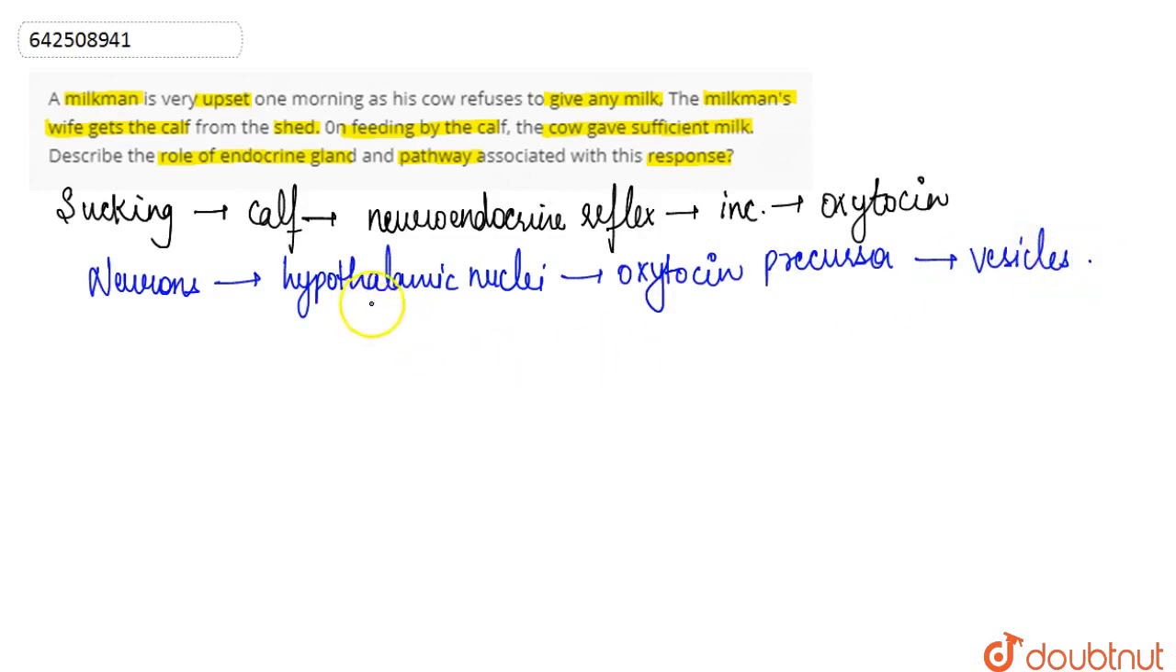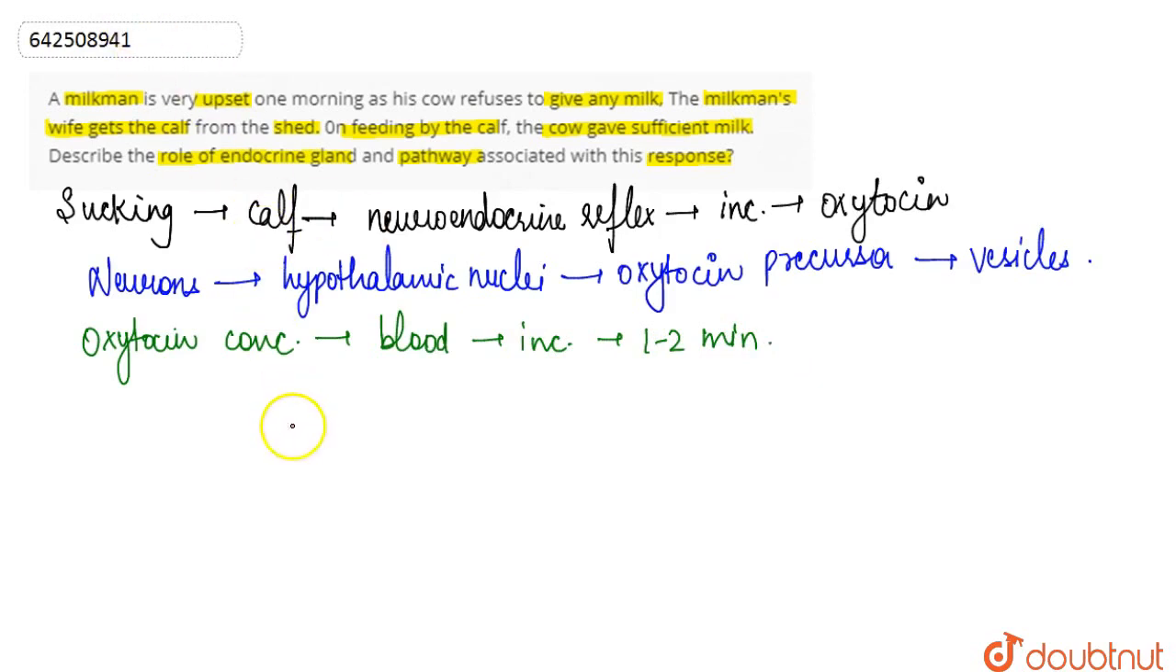Oxytocin concentration in the blood normally gets increased within 1 to 2 minutes under the stimulation. So it brings about the contraction of the smooth muscles of the udder, resulting in the milk flow. So this is a direct intra-udder function of the oxytocin.